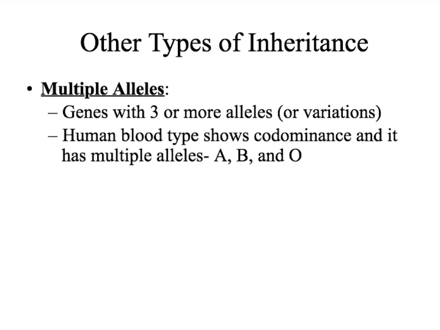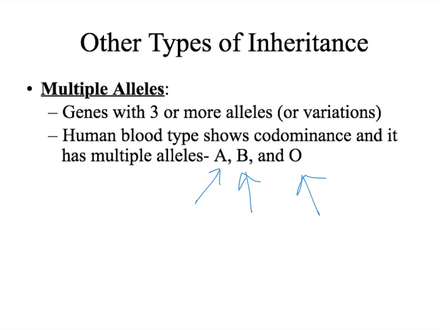Okay, one other type of inheritance is what we call multiple alleles, and that's where we're going to have a gene that has three or more variations. So up to this point, we've been talking about two variations. It's either going to be this or this, and it could be dominant recessive or codominant or incomplete dominant. But now what we're talking about is multiple alleles. And human blood type shows codominance that way. And what we have is we have type A, we have a type B, and then we have this type O. Okay, so there's three different possible alleles that you can have for blood type.